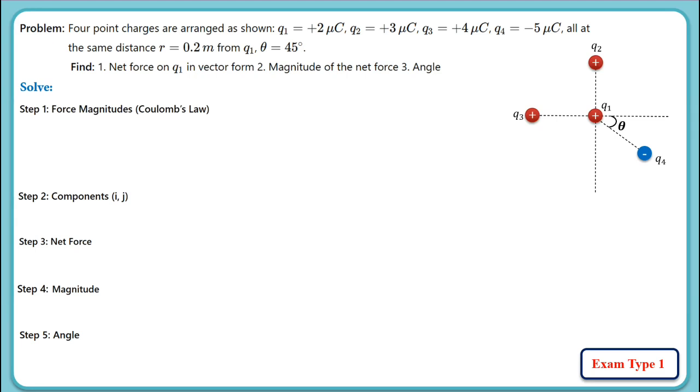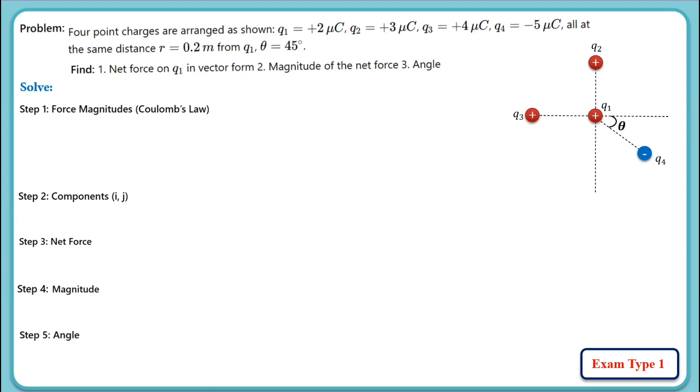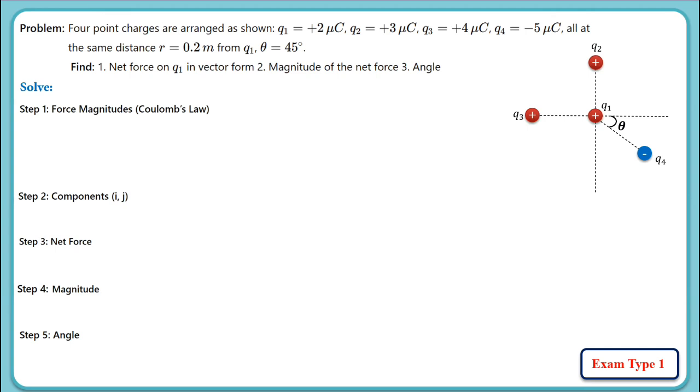Let's solve a complete exam problem. 4-point charges are arranged as shown. Q1 is plus 2 microcoulombs. Q2 is plus 3 microcoulombs. Q3 is plus 4 microcoulombs. And Q4 is minus 5 microcoulombs. All at the same distance, R equals 0.2 meters from Q1, and theta equals 45 degrees.